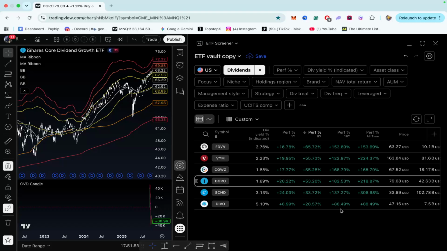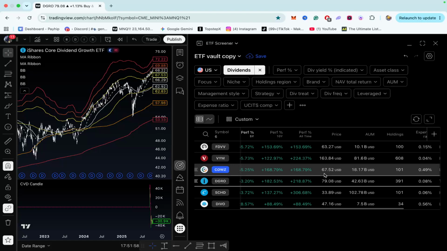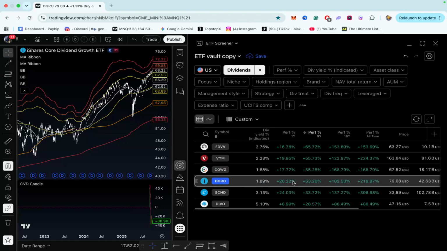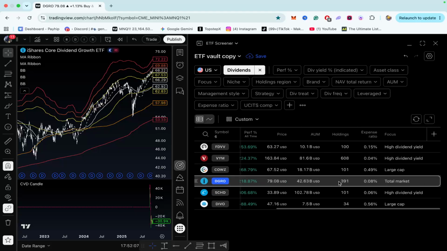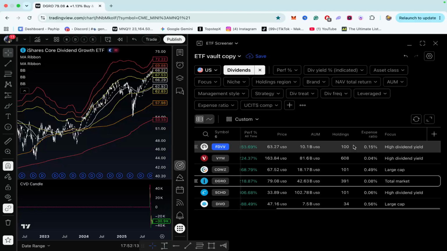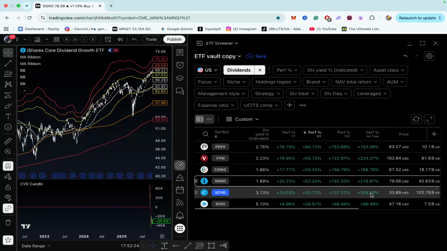See, with these two being so similar, I was looking at the assets under management. Kyle Z has less assets under management. This one down here is more diversified, DGRO, with 391 holdings. Expense ratios also play a key. So you would really want to add up all these percentages to kind of see what you got going on. FDVV has a pretty high expense ratio, I'm not going to lie, 0.15% annually. So 0.08, 0.06 is not bad. That's not bad at all.